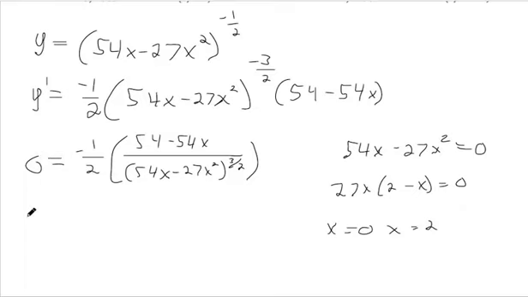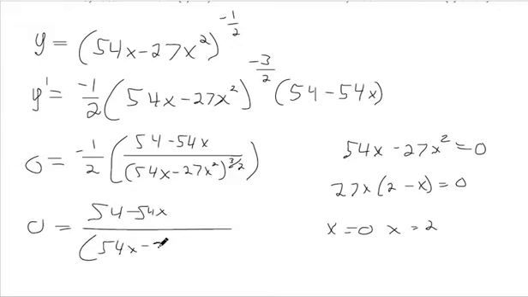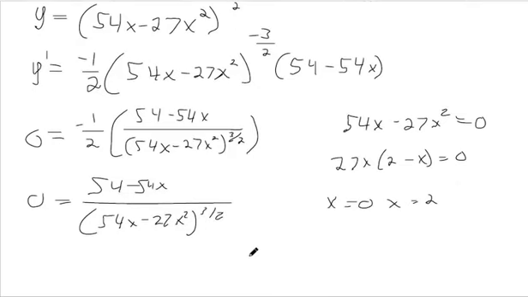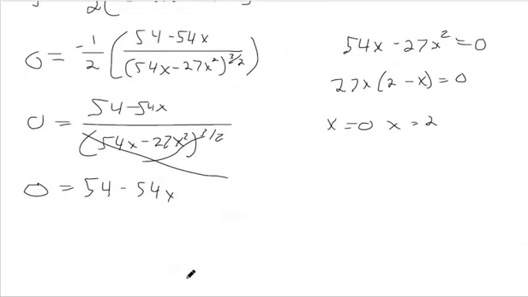So we could multiply both sides by -2, which gets rid of that. And then we want to multiply both sides by the denominator to make this cancel out. So that's gone. So we're left with 0 equals 54 minus 54x. And then if you solve that by getting x by itself, you should get x equals 1. So 3 potential critical points.